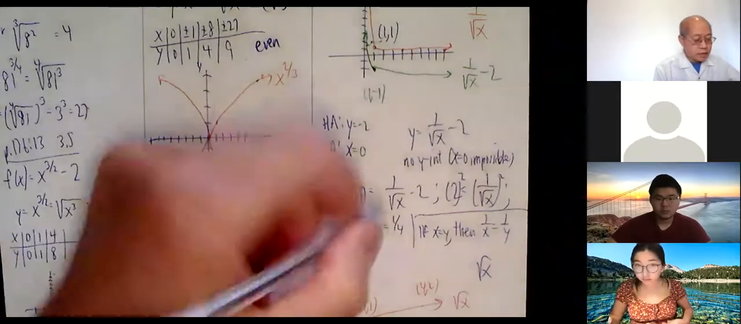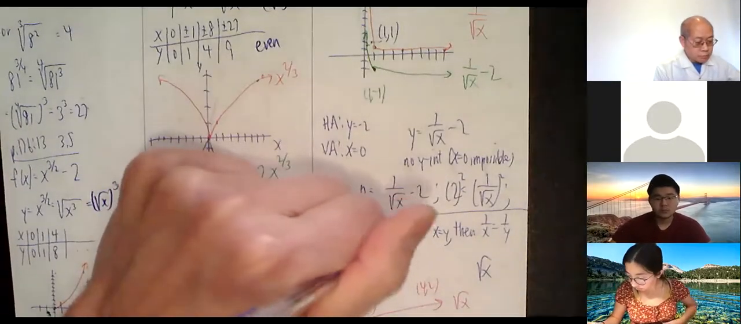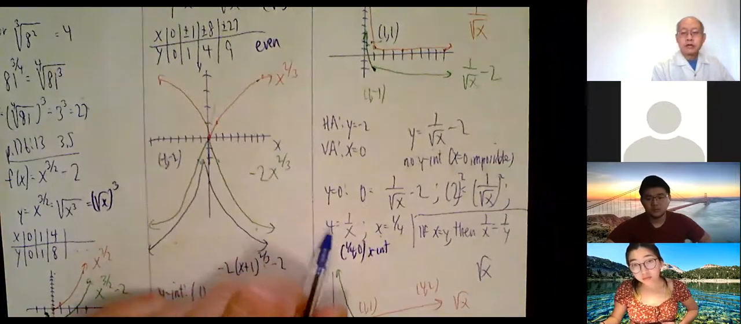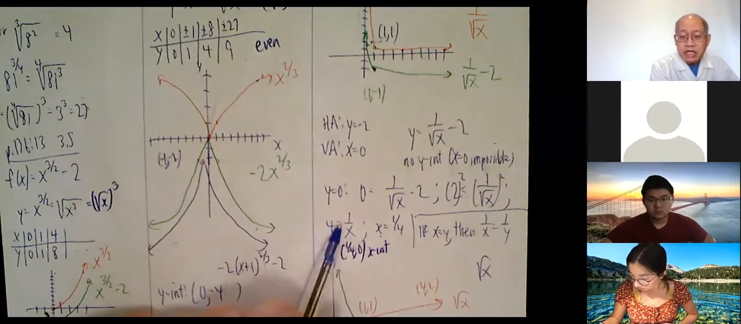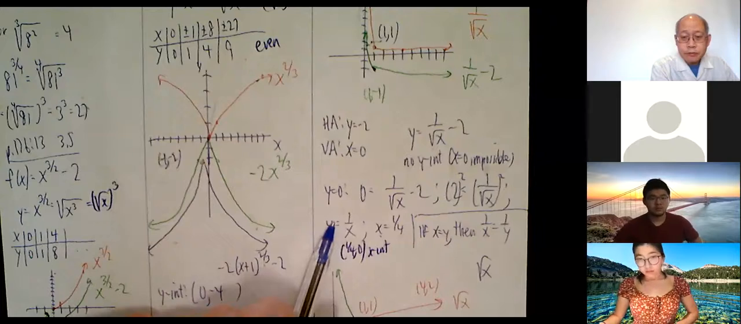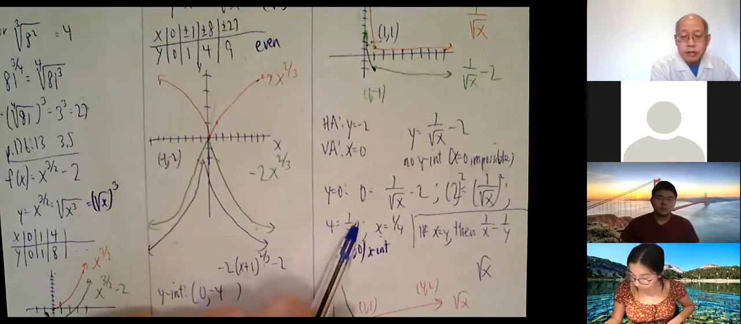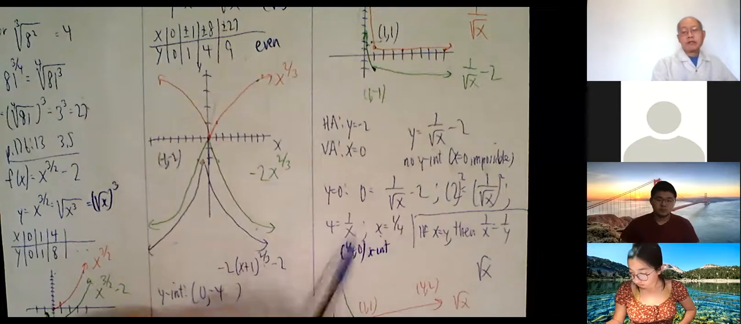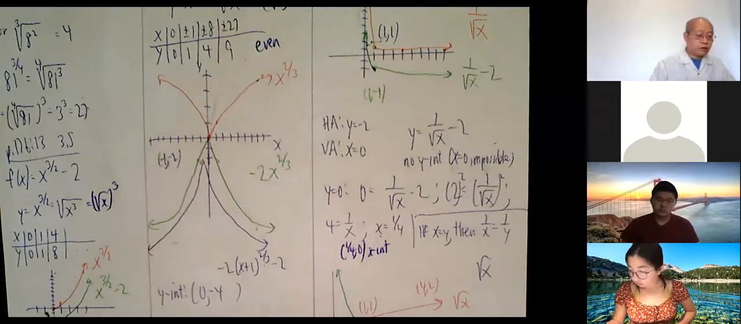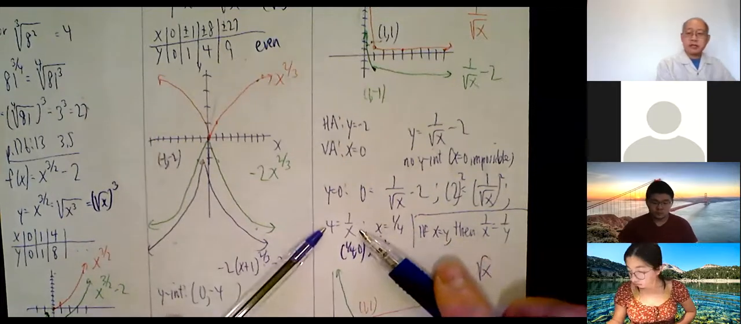So y equals 0 means x-intercept. You can do this algebra pretty easily. If you multiply both sides by x, you get 4x equals 1. So divide by 4, x equals 1/4.